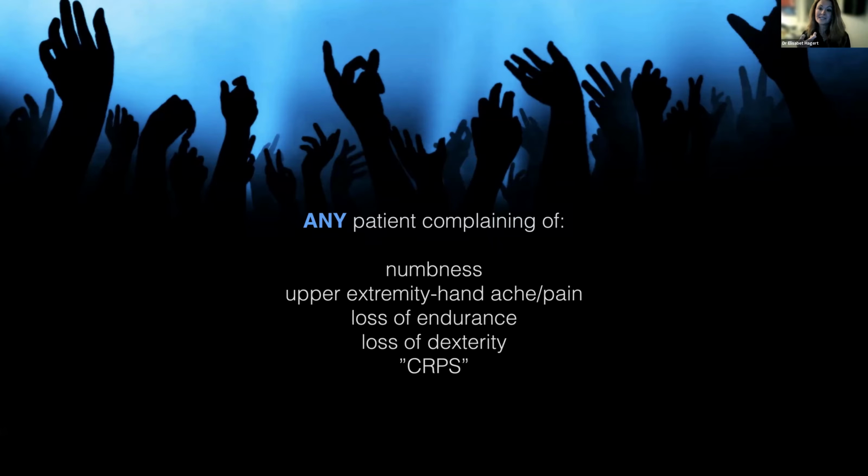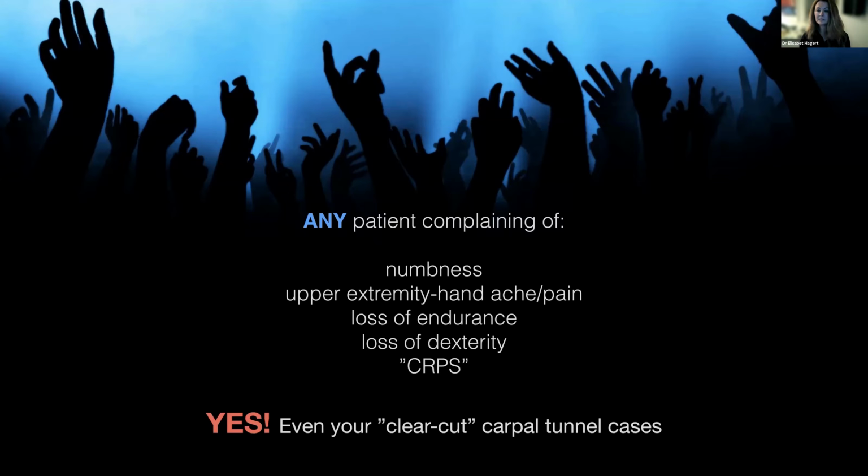If they complain of a loss of dexterity, for instance, not being able to open a water bottle or turning their key to a door, or even in patients that have been diagnosed as CRPS. A lot of CRPS patients actually have nerve compressions in their upper extremity or hand, and thus have something that you can treat to relieve them of their upper extremity pain. And even in your clear-cut carpal tunnel cases, if you have a patient that comes in with carpal tunnel syndrome, it's nerve conduction verified, still do your own clinical testing.